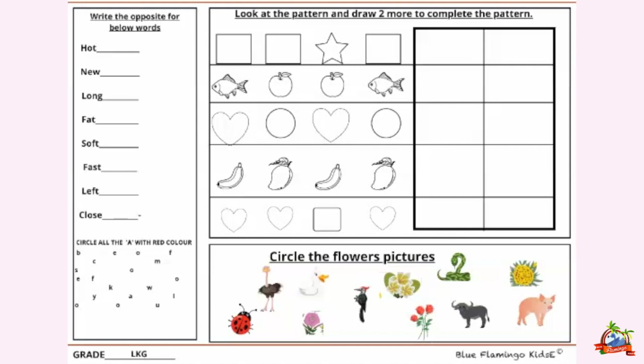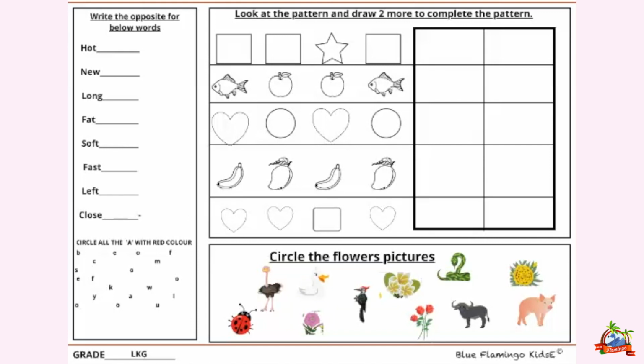Next word new. New मतलब नया. So इसका opposite word क्या होगा? Old means पुराना. O-L-D. Old.